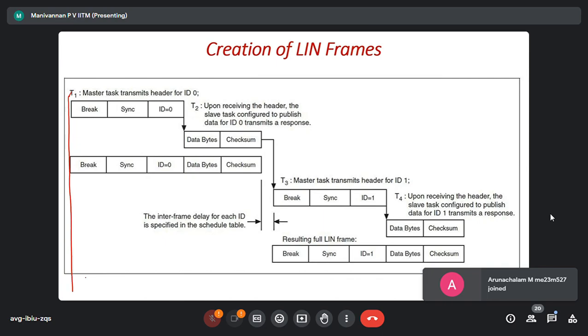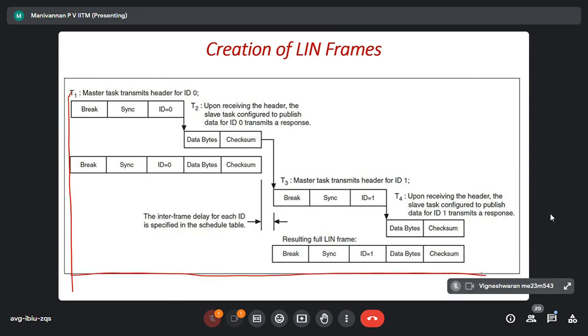This is t equal to 0, right? The master transmitted this, then the slave responded. Immediately, the next frame cannot be started. The master cannot start a break like this. He has to give a gap, which is called the interframe delay. This gap is a must, correct? So that the slave will be ready and confusion will not happen. This is how it works.